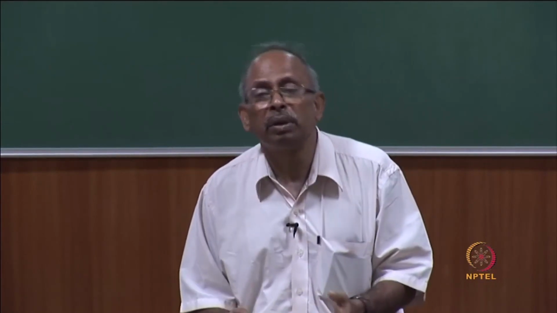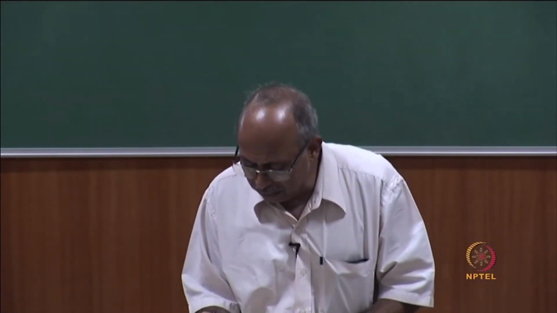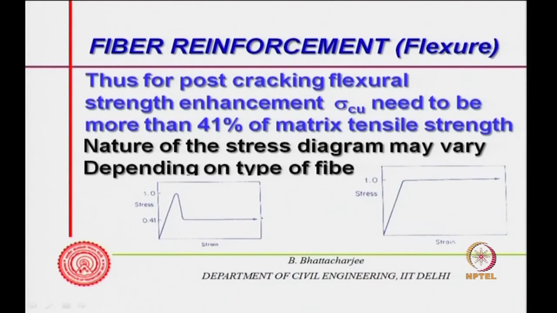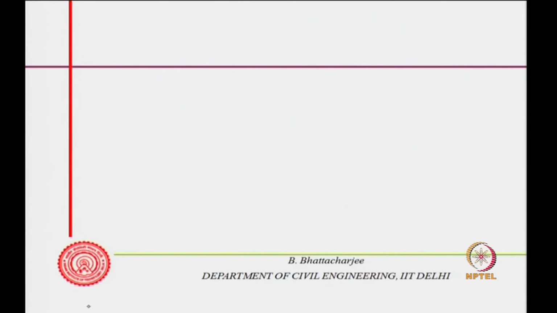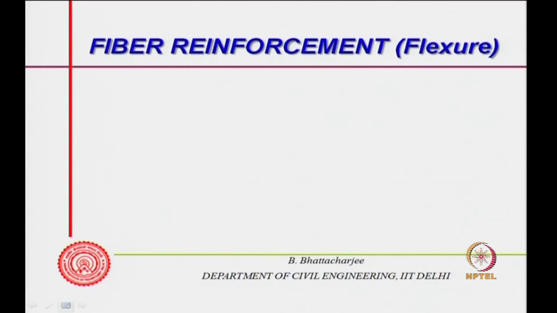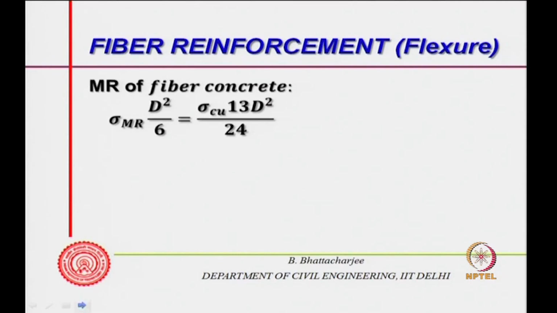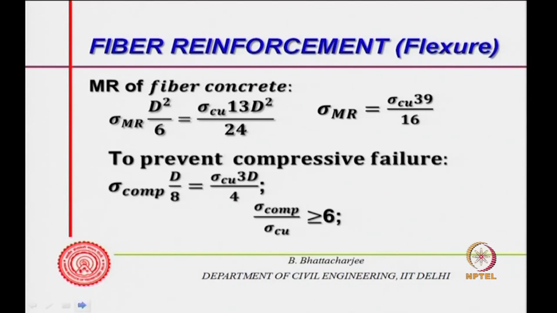Further they can pull out, this can reduce down the strength, but even if it is 0.41, you will get the same modulus of rupture, and you will get much better results. Okay. So, that is the basic understanding of why flexural strength is enhanced in fiber reinforced concrete. MR of fiber concrete comparison, if you see, this is what I was just telling you.